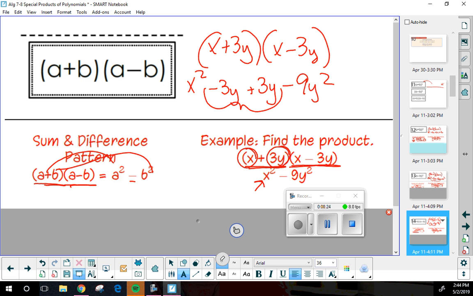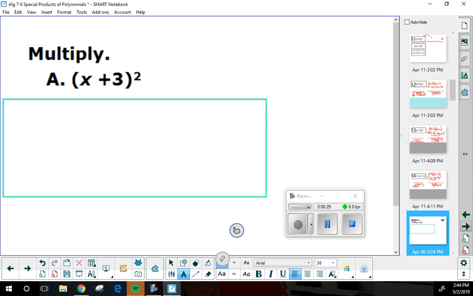Okay, so now go ahead and get your whiteboards out, and we're just going to practice. Keep your foldable out so that you can look at it and reference it.